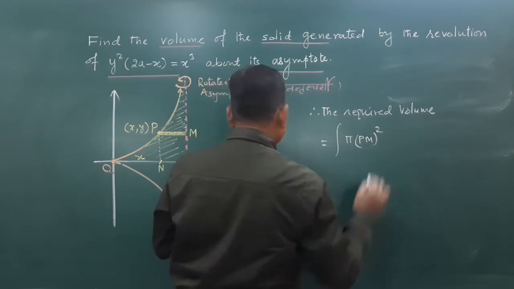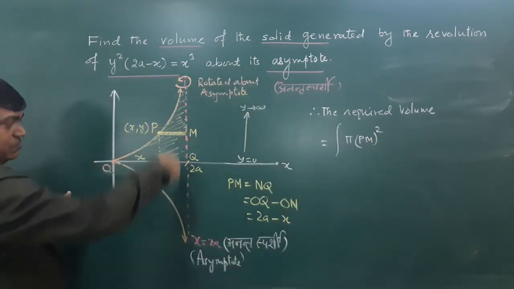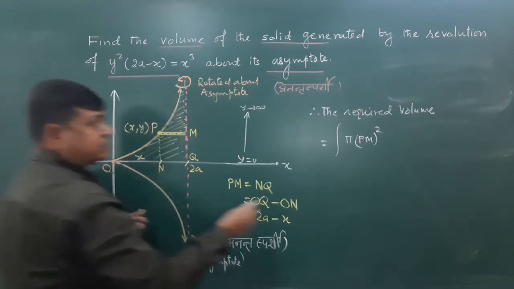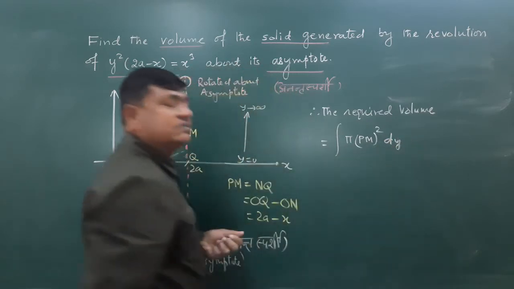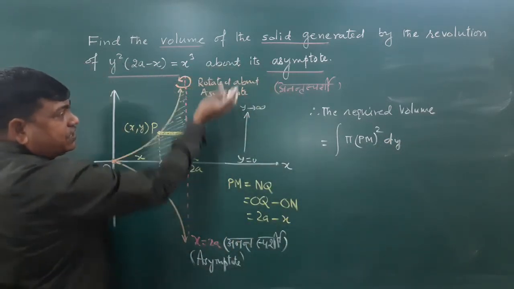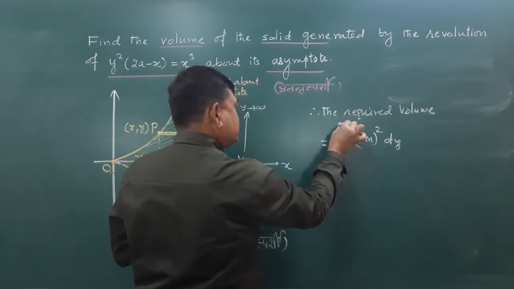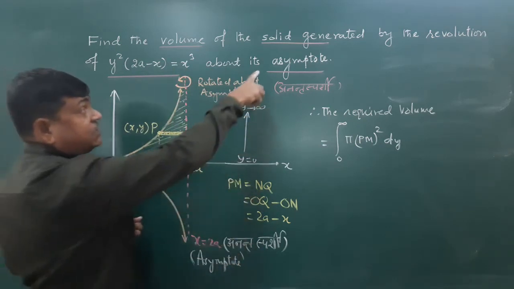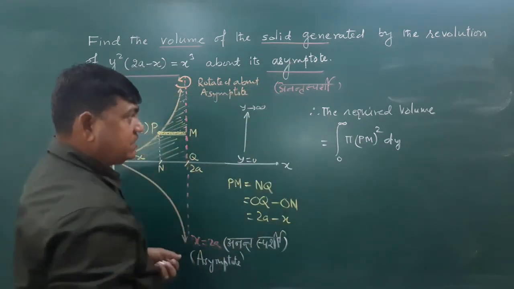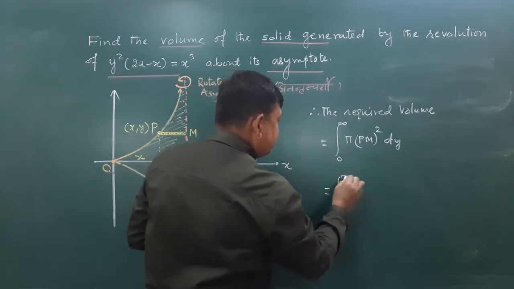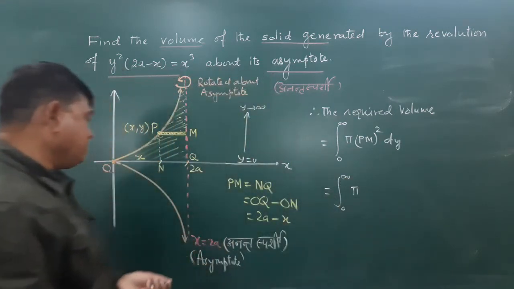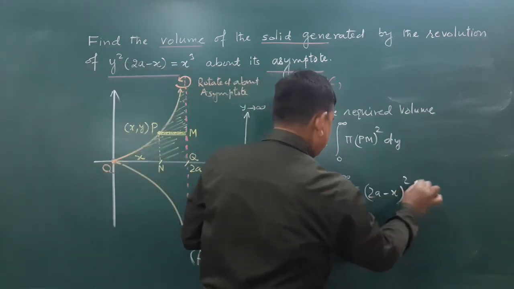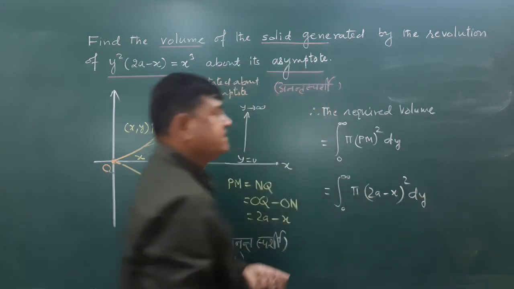PN whole square, and it is parallel to y because this line is parallel to y axis. Okay, so dy, limits 0 to infinity. इन्फिनिटी पे जाके इसको ये टच करेगा, इसलिए एसिम्पटोट है और हमें ये पूछा है इसको एसिम्पटोट के रेस्पेक्ट में रोटेट किया है. This is 0 to infinity pi PN, PN is 2a minus x whole square dy.